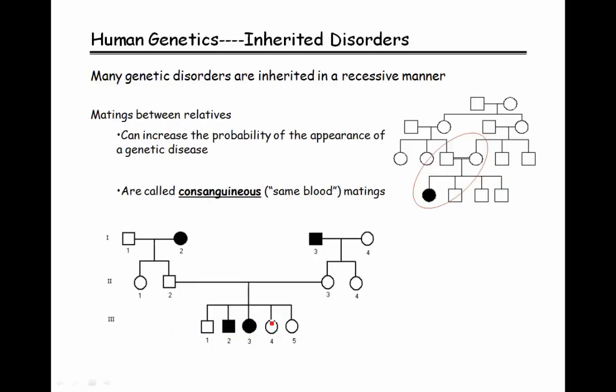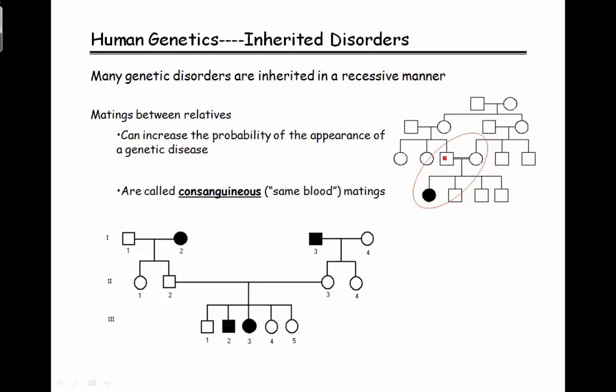Now, let's talk a little bit about matings between relatives, or what's commonly called inbreeding. Inbreeding can increase the probability of the appearance of a genetic disease. It can increase the probability. It does not necessarily mean that there will be a genetic disease in the offspring. These are called consanguineous matings, or same blood matings. If we look at a pedigree where there is going to be some inbreeding, there is a little double line here. I don't know if you can see that there's a double line there, but that double line indicates that we do have inbreeding.